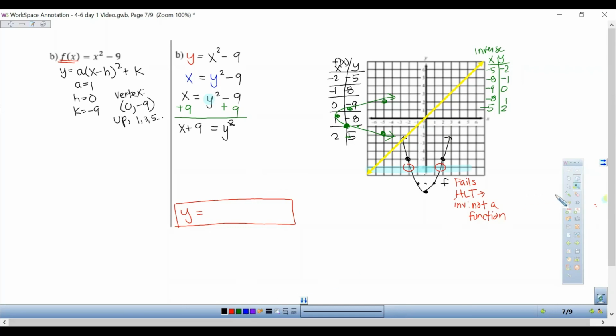To get rid of the square, we have to do the square root. So we have to square root both sides to get rid of the square. Remember, whenever we take the square root of a variable squared, we have to write plus or minus on the other side in order for this to be true. So we have plus or minus the square root of x plus 9 is equal to y.